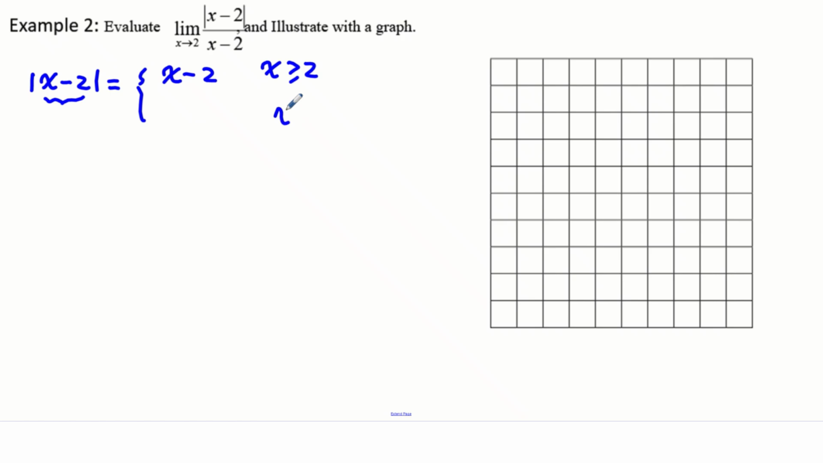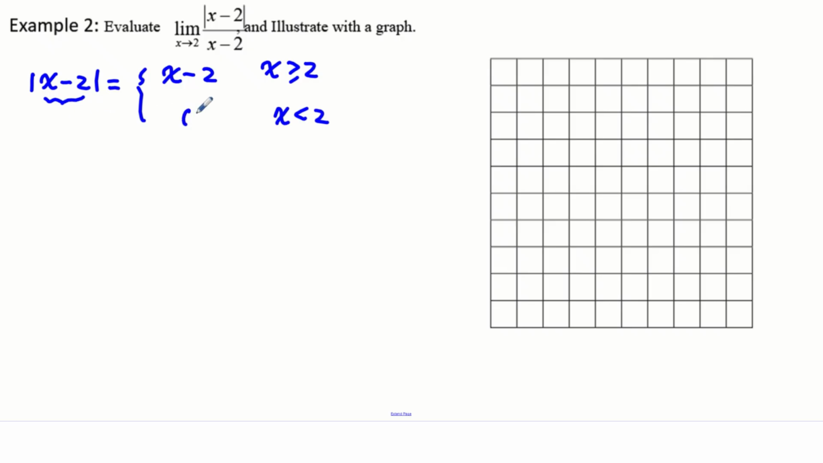And when x is less than 2, we sub in a number less than 2, for example 1. 1 minus 2 gives you negative 1. And the absolute value is looking for the distance from that point to the origin, so it should be positive.